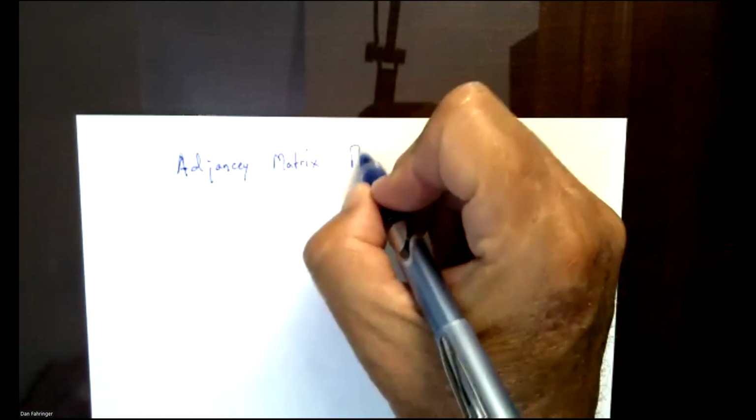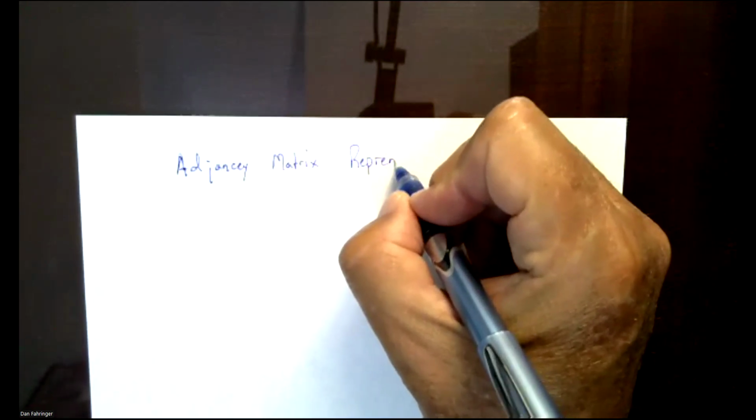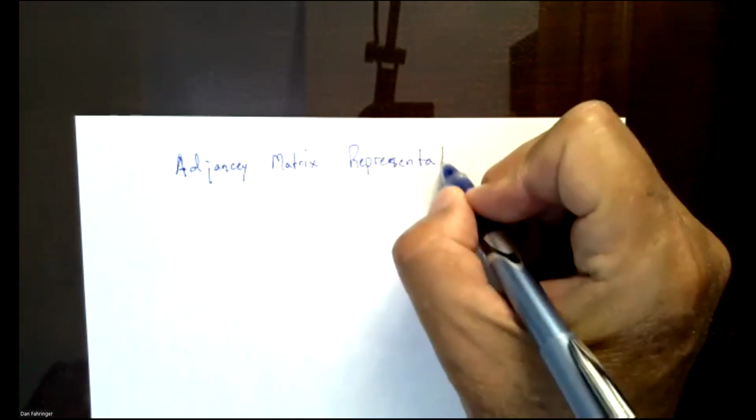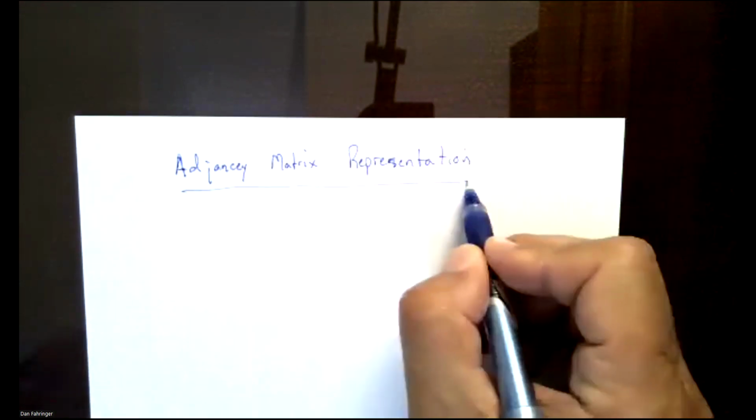Okay, so let's see what we got. The first thing we're going to talk about, let me get a clean piece of paper, is something called an adjacency matrix. And let me readjust my camera. An adjacency matrix. Okay. And this is going to be a way to represent what we've just been talking about. That is a directed graph.